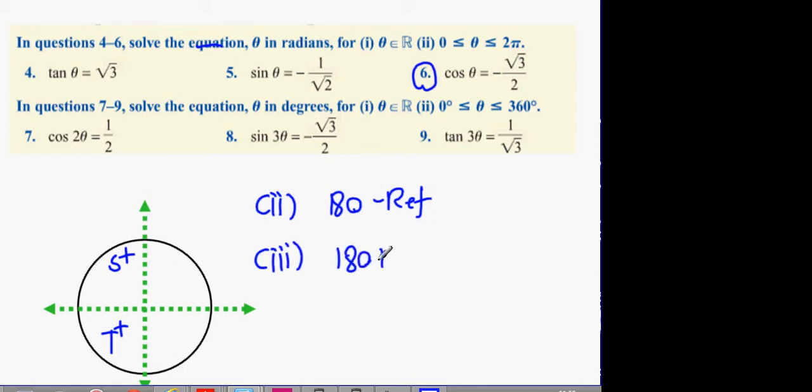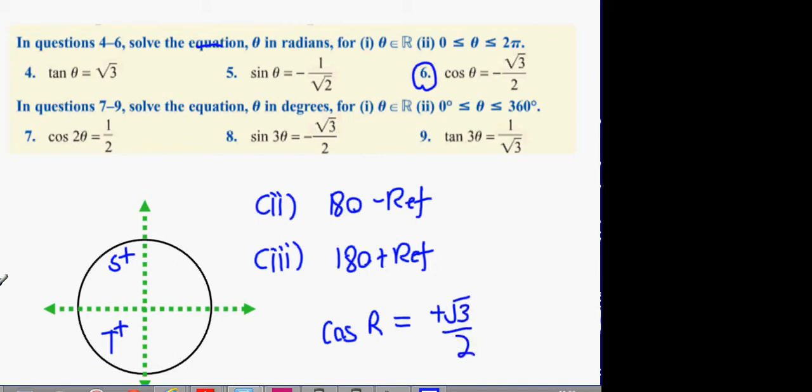180 plus the reference. Now, the general rule is, if you're told cos theta is equal to minus root 3 over 2, for your reference number, if it's positive, keep it as positive, and if it's negative, you treat it also as positive.